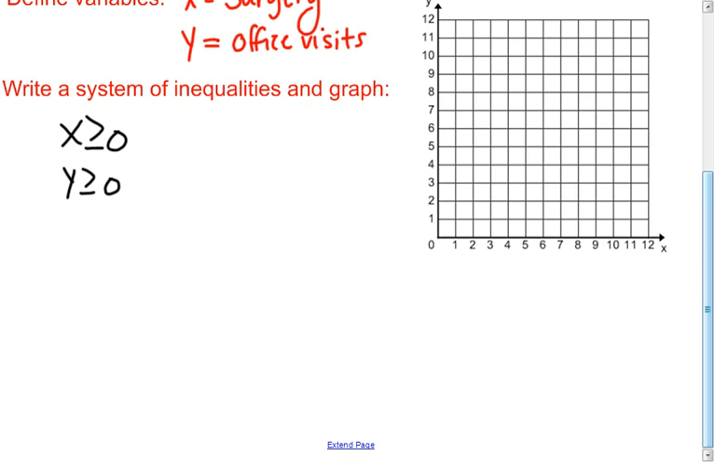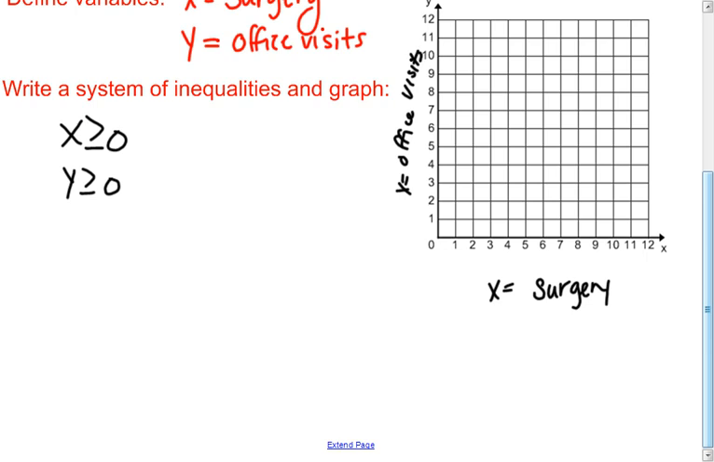Okay? That is why when we do the graph, we only worry about the upper right-hand corner where everything is positive. Okay? So I'm actually going to label my axes right now. Remember that our x, this is our x-axis, was surgery, and our y was office visits. Okay, and I've already labeled it for you, so that's good.